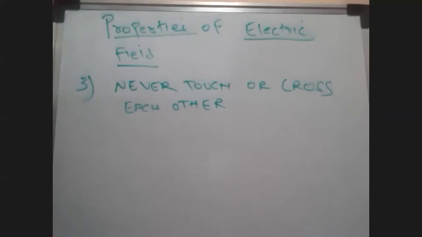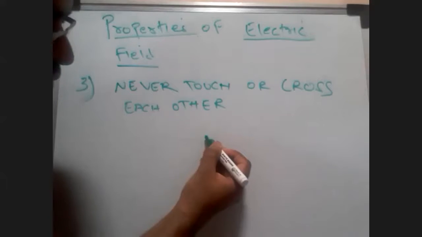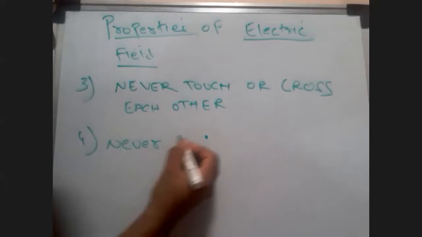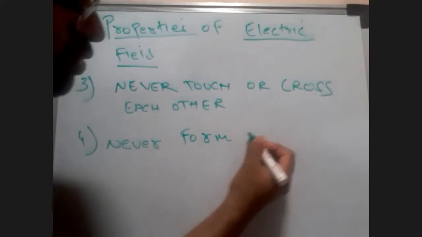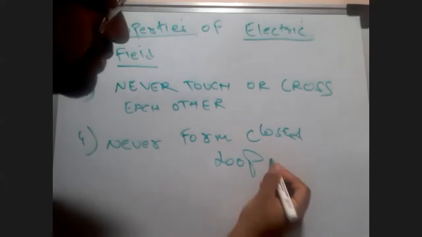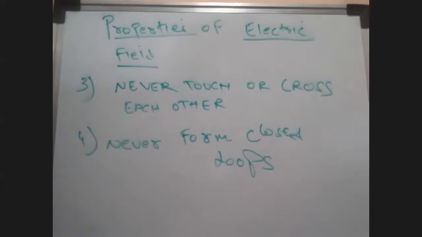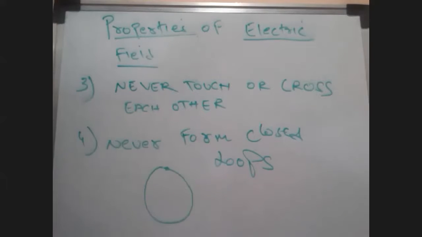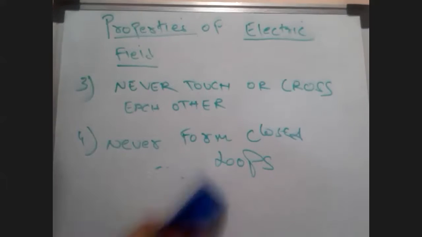Now, they never form closed loops. Next one. They never form closed loops. Why won't they form closed loops? There cannot be a point which is taking in an electric field and emerging an electric field out. That is not possible. I already explained this. Okay, next.